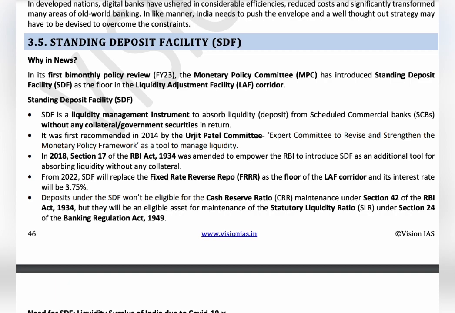Let's also look into what the reverse repo rate is. In reverse repo rate, the central bank sells government securities to the commercial banks. When there is more liquidity with the commercial banks, they will automatically store it in the central bank. That situation is called the standing deposit facility.